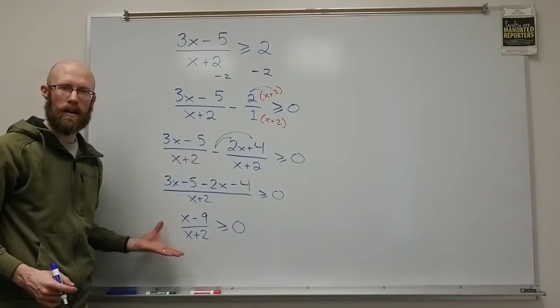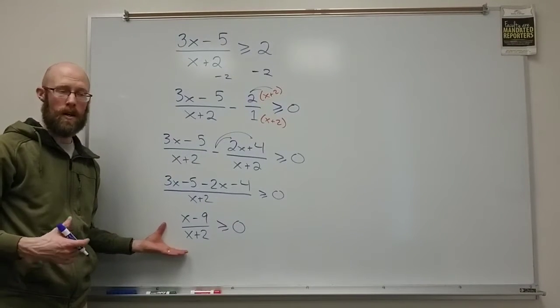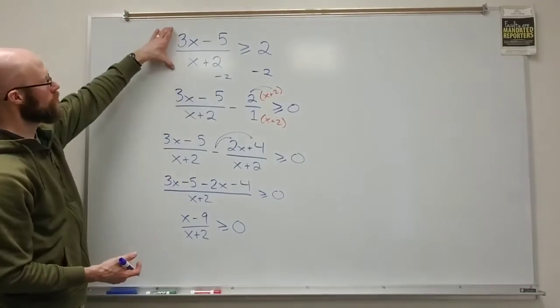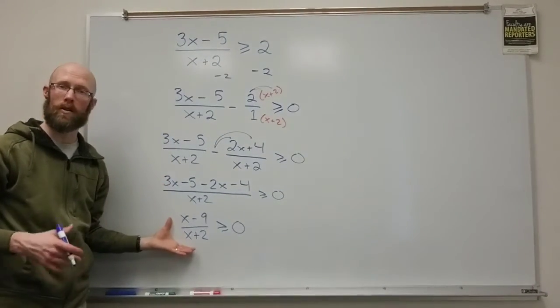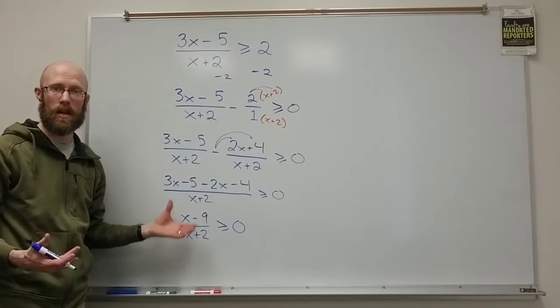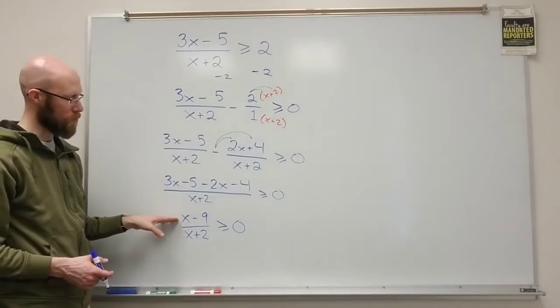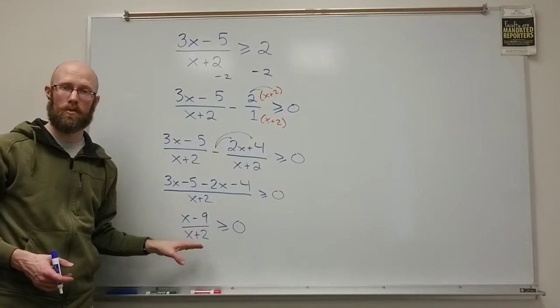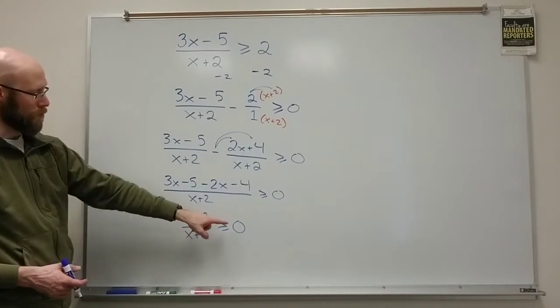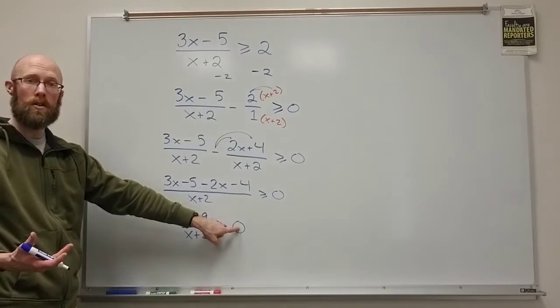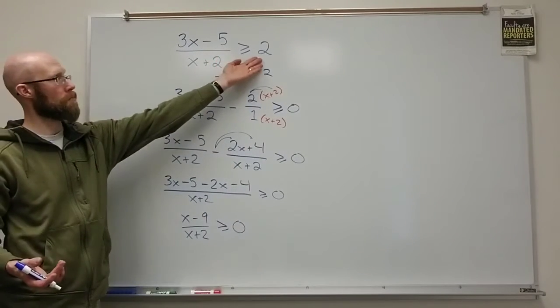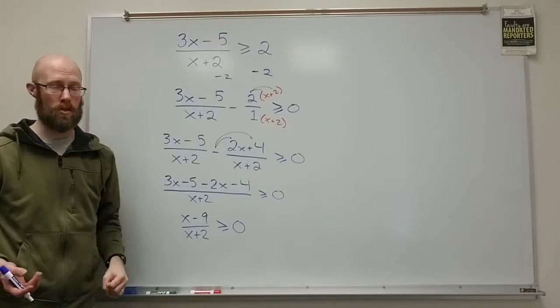Okay, so here's my final rational inequality. The solutions now to the original inequality and this new one are going to be identical, okay? Same solutions. We've just changed it, so now we're going to be finding the zeros of the numerator and denominator so we can compare to the number 0 using a sign chart rather than trying to compare to the number 2, which is much harder to do.